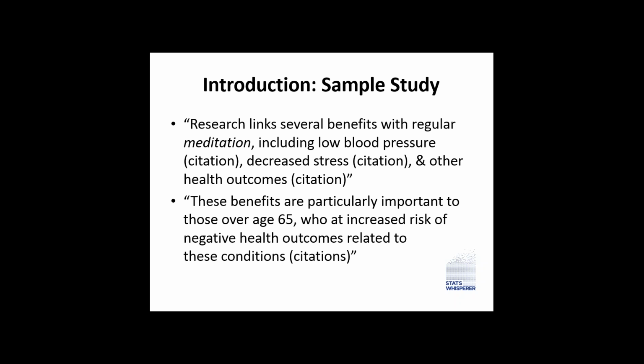For example, right, so we learn through doing, not talking. So we'll apply it to our study. So we could say, research links several benefits with regular meditation, right? Including low blood pressure, citation, decreased stress, citation, other health outcomes, citations. Right? So it's not us just saying it, the research says it, right? And then we link it to our study population. The benefits are particularly important to those over age 65 who are at increased risk of negative health outcomes related to these conditions, with the citation. So it's got to be a short number of sentences that really deliver on our take-home points.